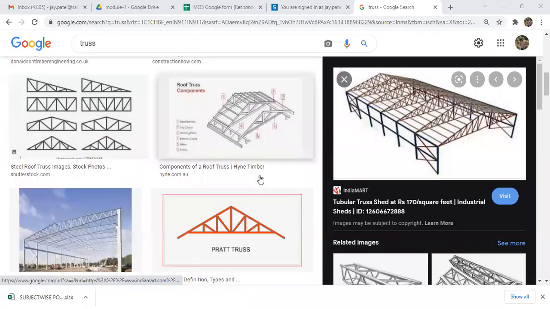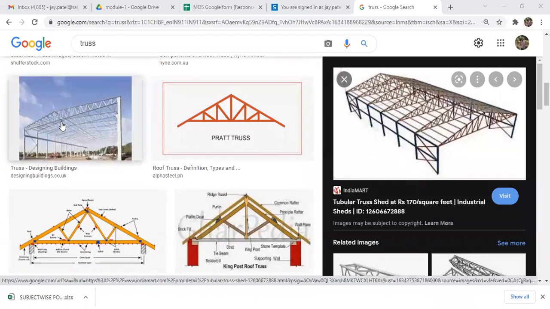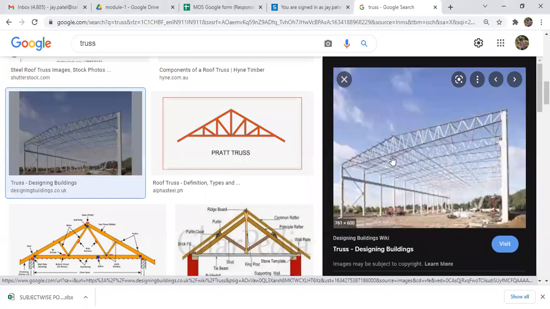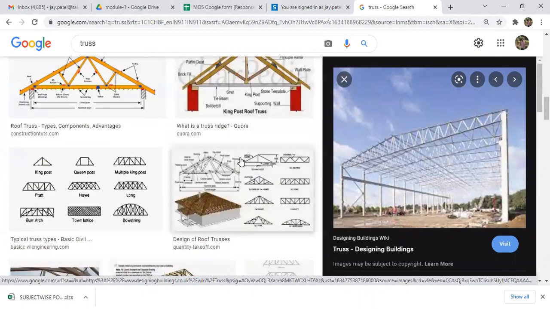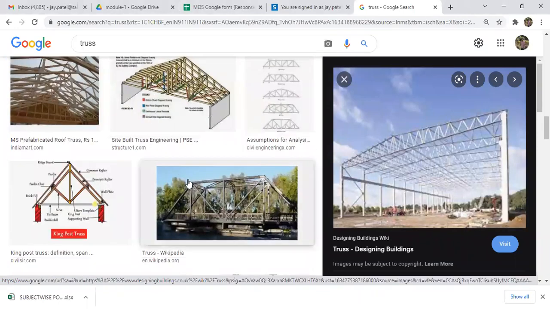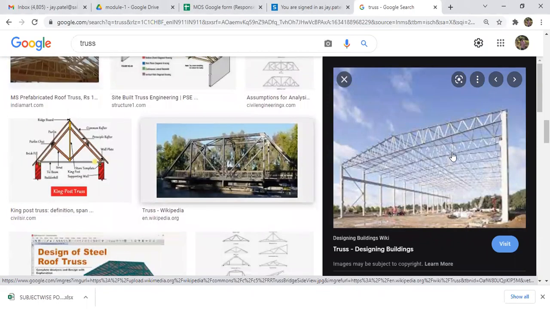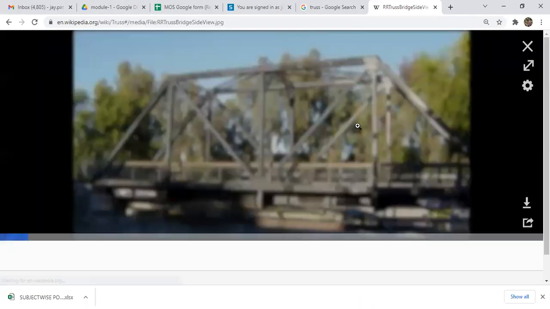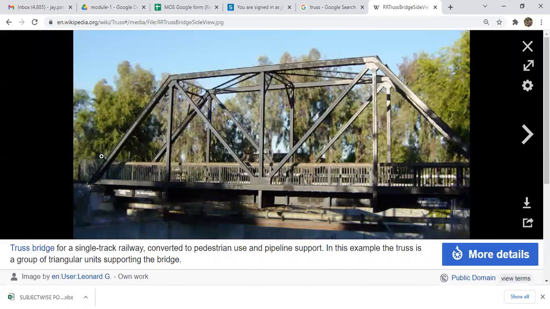Let me see some more examples. I feel it will be better. Is it clear? This is a practical example of a truss. Now this is also a better one. Okay, this is a simple example of a truss. This structure here. Is it clear or not? Okay, fine, let's go.